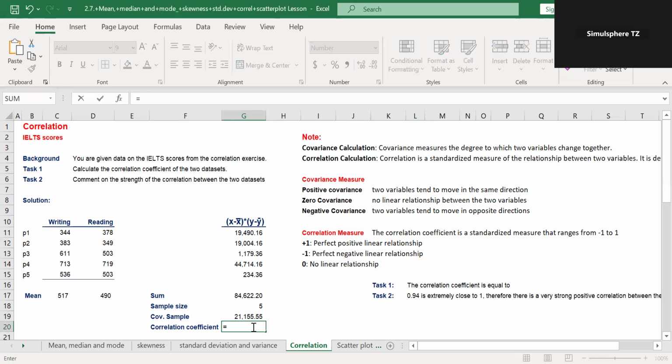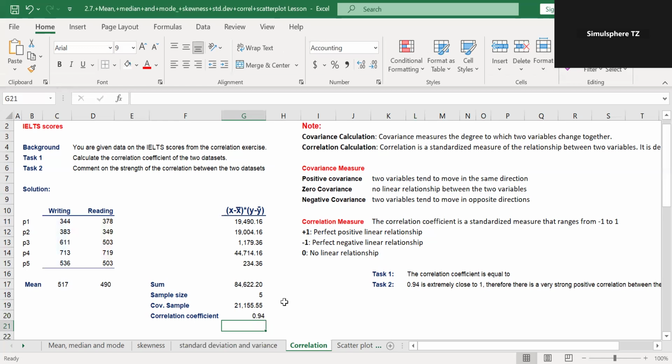Now let's go ahead to calculate the correlation between the two. We'll be using the correlation function to perform this. We'll click on equal to CORREL. We'll be highlighting all of our values in writing, comma, all of our values in reading, and then click on enter. And then we have 0.94.